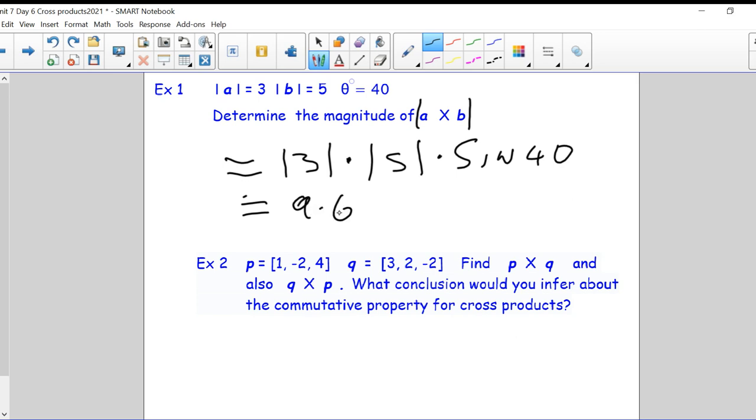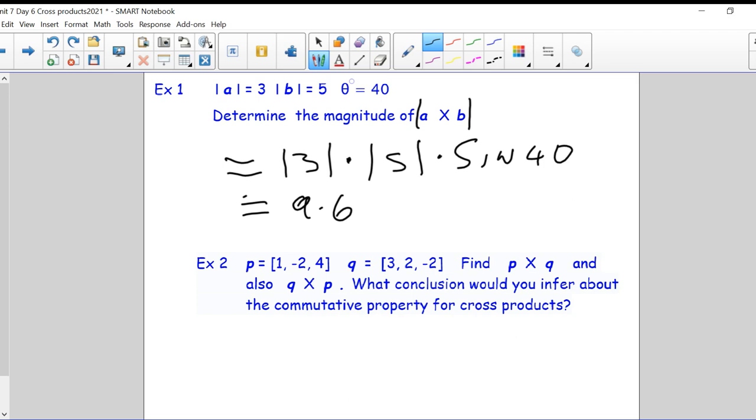I don't hear anybody else objecting, so I'm going to assume that nobody objecting means that you got it right. If anybody is not sure about that, it's a very simple formula. If I want the magnitude of a cross product, I just take the magnitudes of each of the vectors and multiply by the sine of the angle between them. Done.